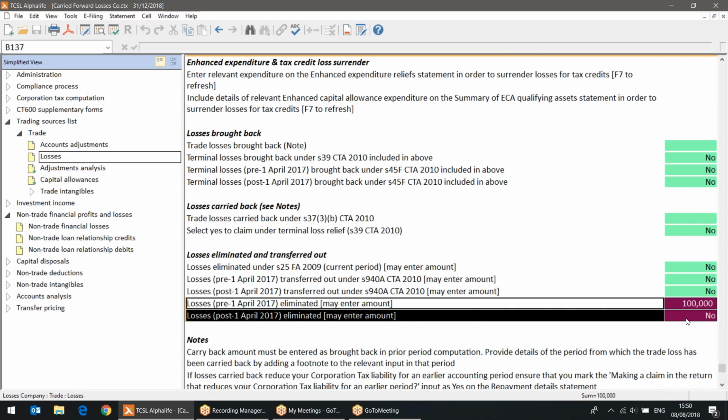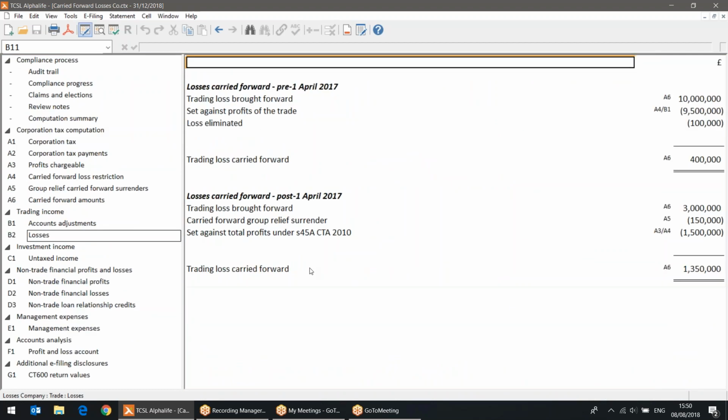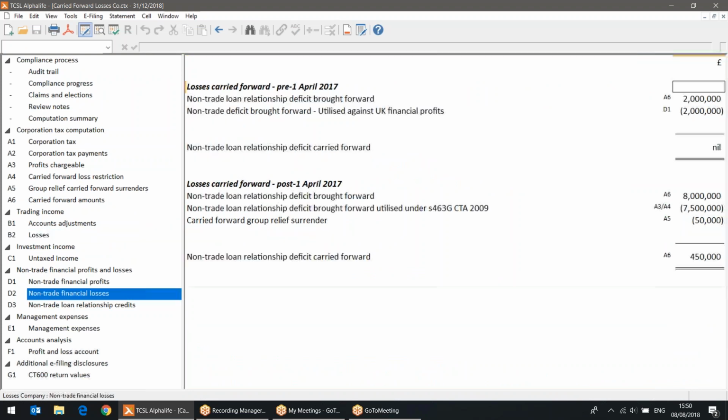Streaming is required for the following types of losses: trading losses, UK property business losses, non-trade financial deficits, management expenses, and intangible fixed asset losses. We should note that the carry forward loss reforms provisions do not apply to furnished holiday lettings losses, overseas property business losses, or miscellaneous losses. Each of these may still only be set against future profits of the same type. Accordingly, these losses are not streamed in Alphatax.